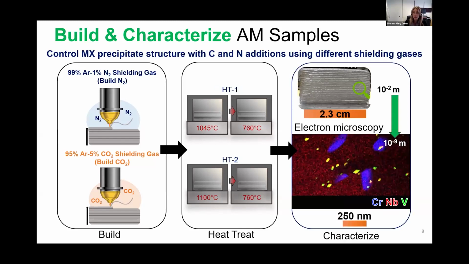So we had 6 samples that resulted from this work, 2 as printed and 4 heat treated samples. And they were characterized to ascertain their microstructures as well as their mechanical properties.